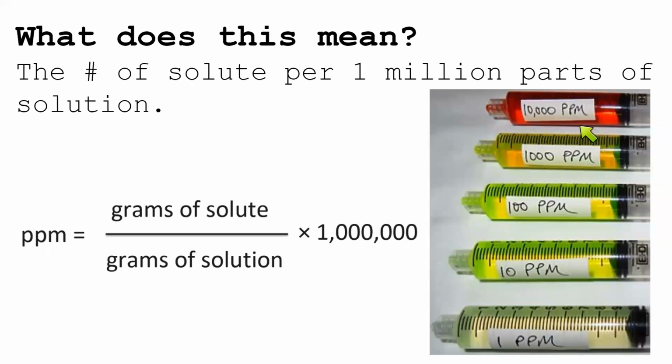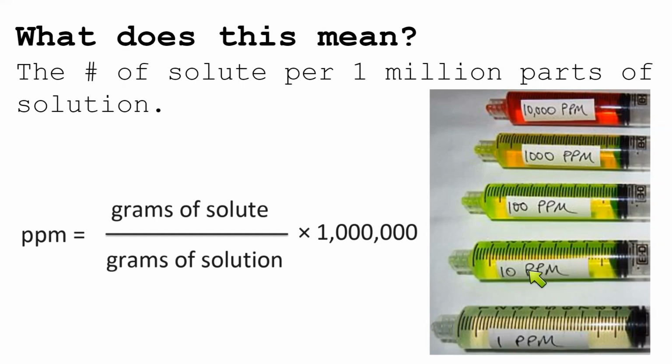So you guys have this picture in your notes. It's not in color, so it might be a little bit tricky to see, but these syringes show different concentrations in parts per million. So the one up here, this is the most concentrated. This is showing what 10,000 parts per million represents. So if we had 1,000,000 parts of the solution in here, 10,000 of them would be whatever our solute is. We can go a little bit more dilute, right? 1,000 parts per million, 100 parts per million, 10 and 1.